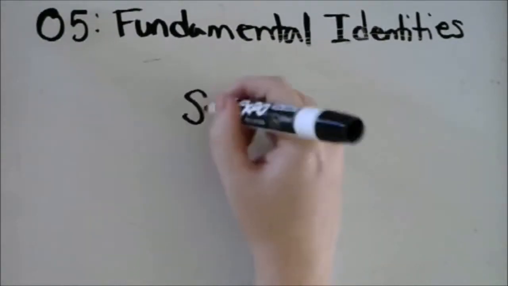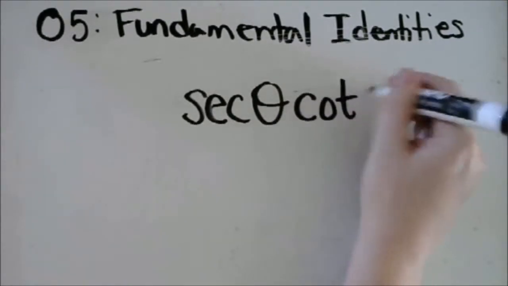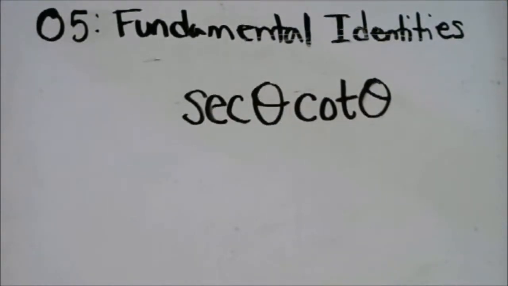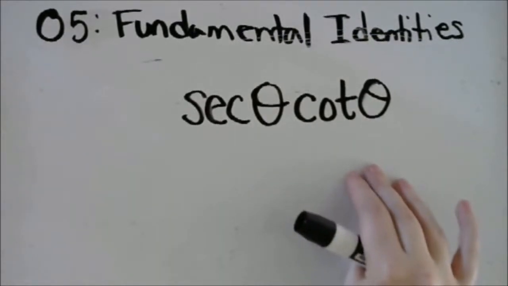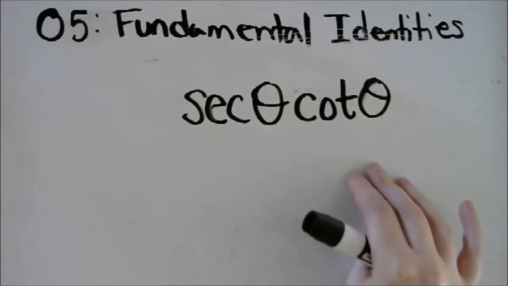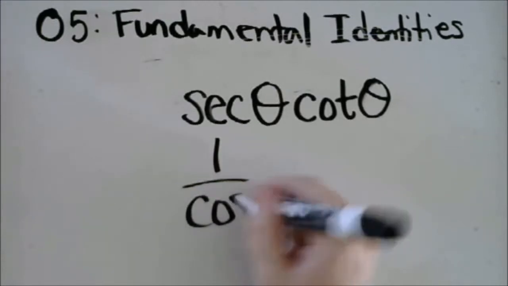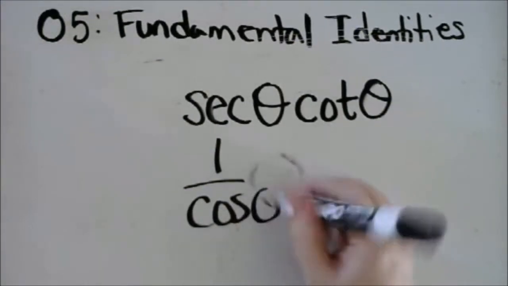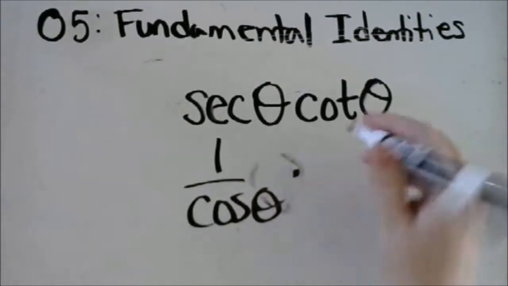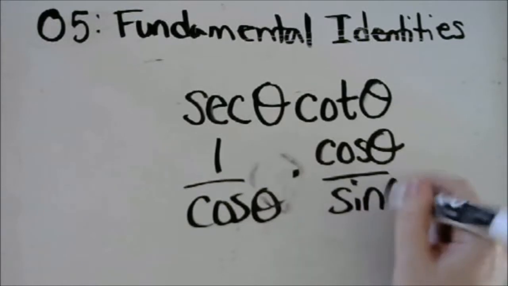An expression is a mathematical statement that does not contain an equal sign. For example, secant theta cotangent theta is an expression. We'd like to simplify this expression using the fundamental identities. The identity we'll use in this example is the reciprocal identity to rewrite secant as 1 over cosine, and the quotient identity to write cotangent as cosine over sine.